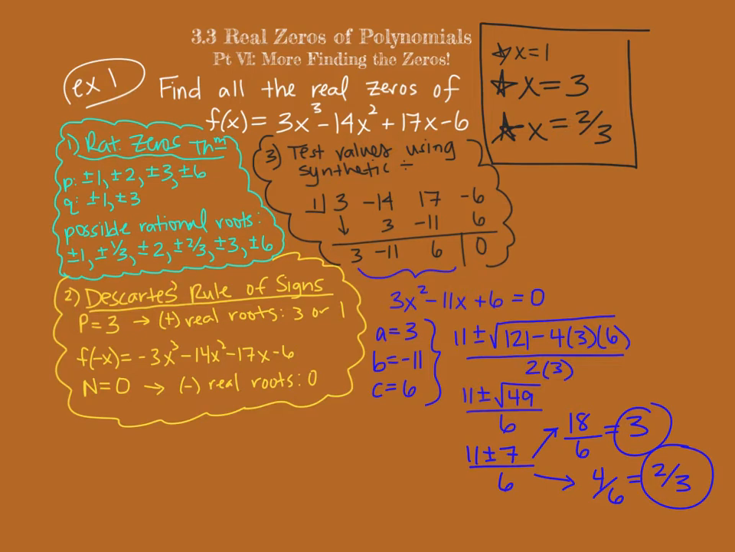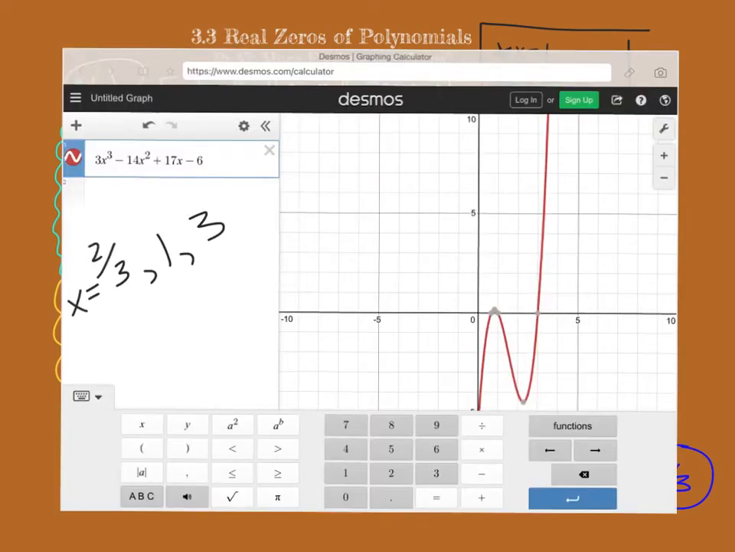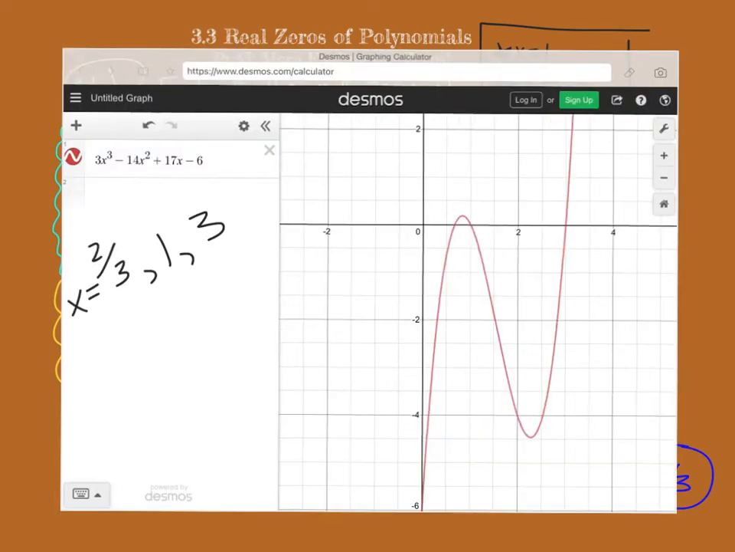Let's look back at Descartes, our boy Descartes. Of course, he told us there's no negative real roots. None. There could be either 3 or 1 positive real roots. Dun dun dun, he was right. Okay, here's our graph. Pretty exciting.